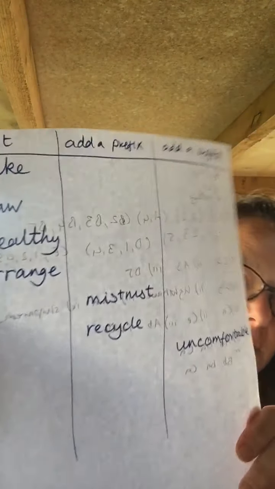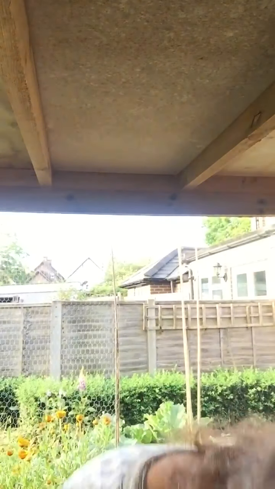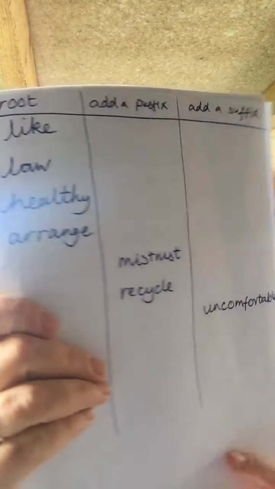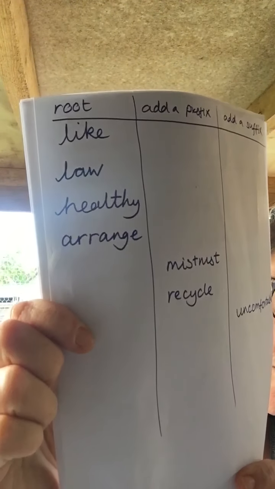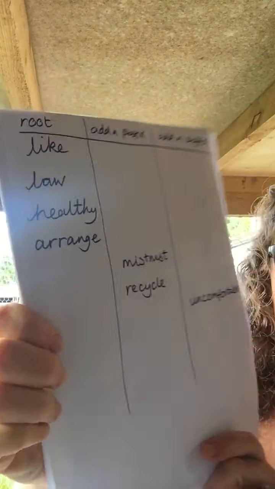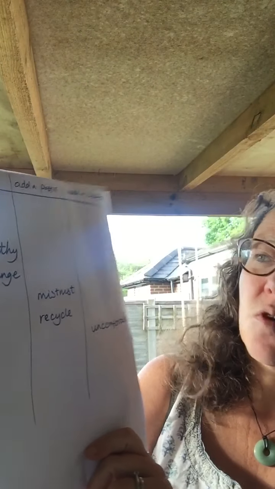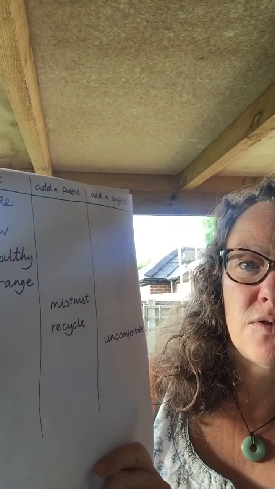So these are the words I'm going to give you, or you probably can't see those. Let's try this. Can you see those? Yes. So I'm going to give you the words. Now I can't read them because they're at the front. Like, law, healthy, and arrange to start with.